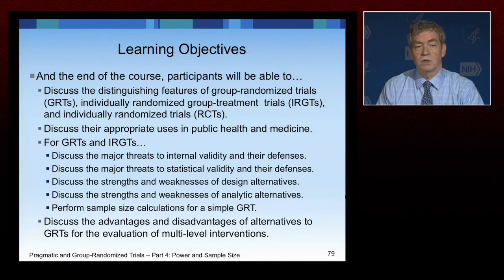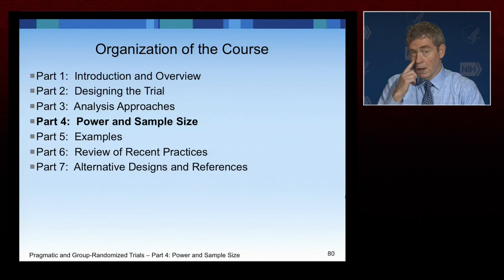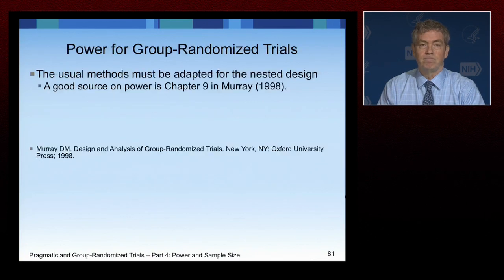We expect participants to be able to talk about the advantages and disadvantages of alternatives to group randomized trials for the evaluation of multi-level interventions. The organization of the course is shown here. We're on Part 4, Power and Sample Size.